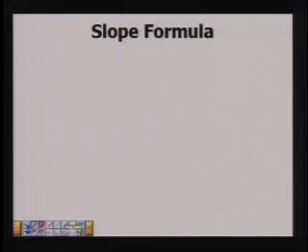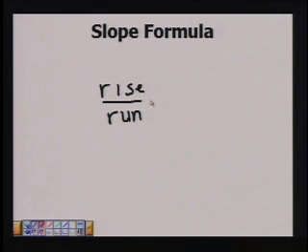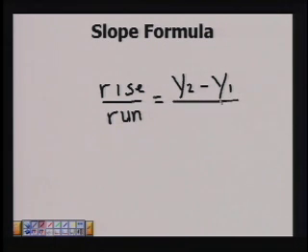So using that, we can find the slope formula. Since slope again is defined as rise over run, and we know that rise is y sub 2 minus y sub 1, and the run is x sub 2 minus x sub 1, then the slope formula is y sub 2 minus y sub 1 over x sub 2 minus x sub 1.